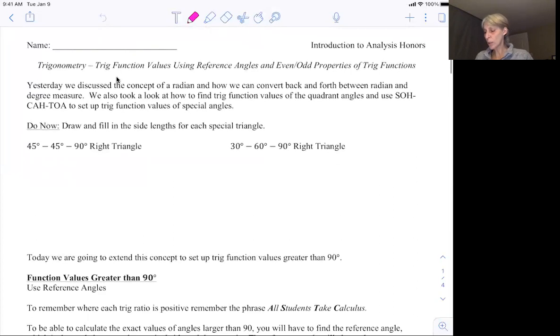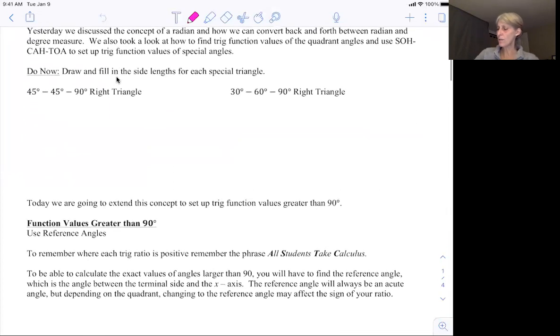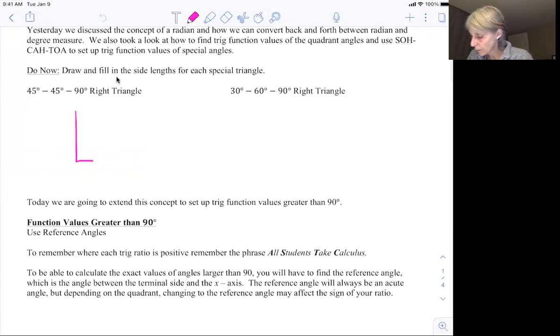Okay, so real quick, just to start today, let's draw and fill in the side lengths for each special triangle. So if I have a 45, 45, 90 triangle, these two angles are the same, both 45 degrees. You should know, without too much hesitation, how to put your side lengths on. Rad 2, rad 2, 2.